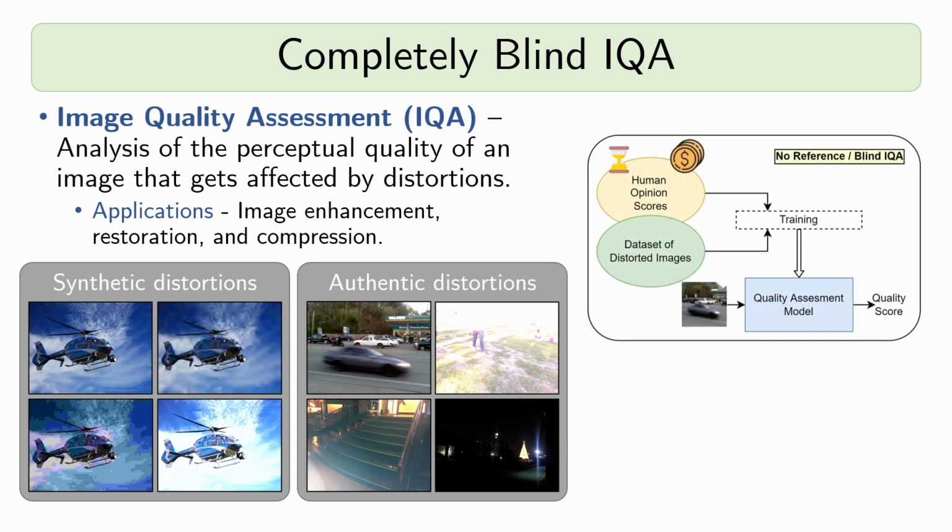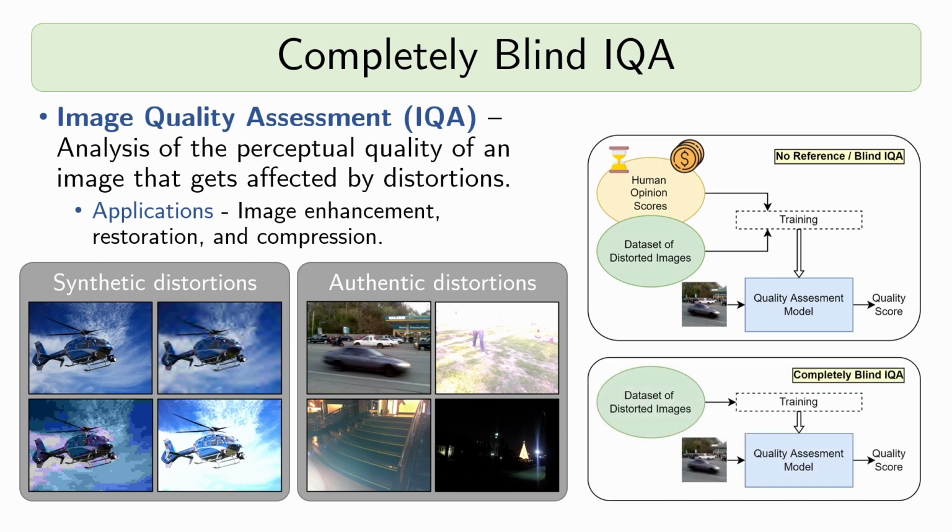In no reference or blind IQA, most of the popular methods use a dataset of distorted images and their corresponding human opinion scores on the perceptual quality to train a quality assessment model. However, obtaining human opinion scores is a highly resource consuming task. This motivates the need for completely blind IQA, where we take away this need of human opinion scores.